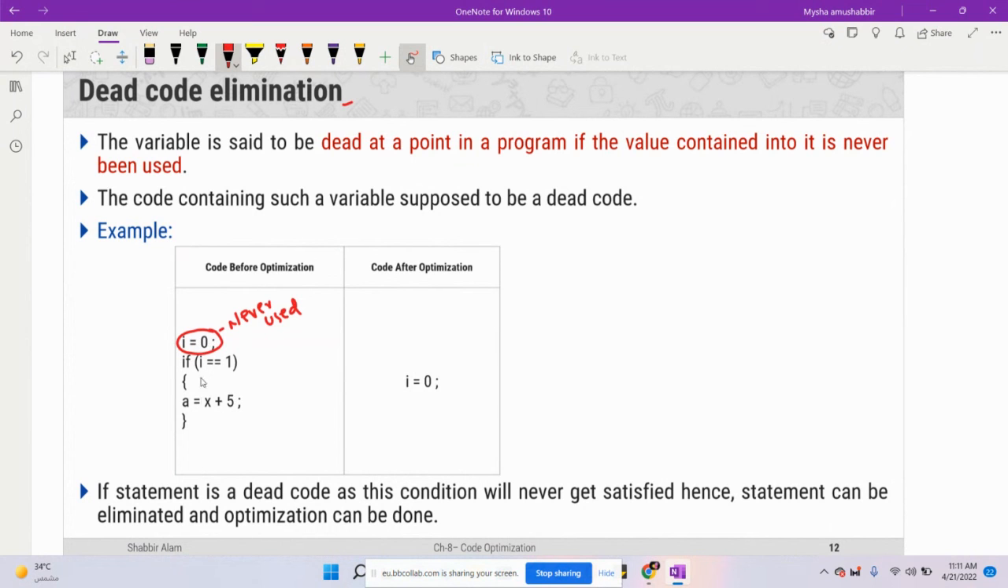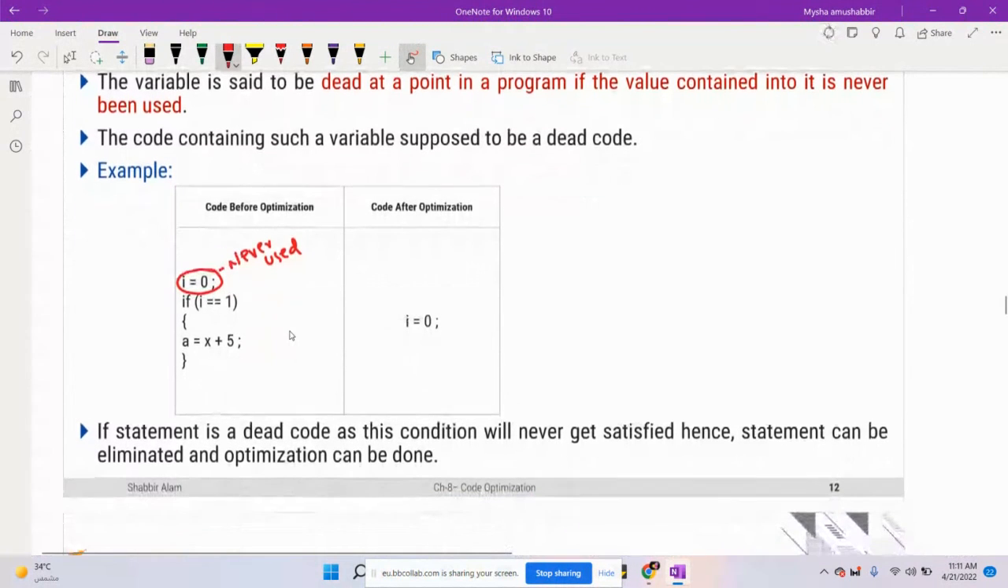If any code is not used in the program, it is called dead code. So what is dead code? A variable is said to be dead at a point in a program if the value contained in it is never used. That code is dead code, so you can remove this. The code containing such a variable is said to be dead code.